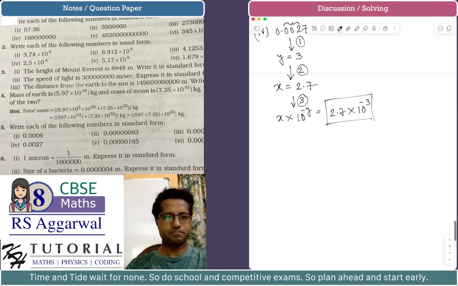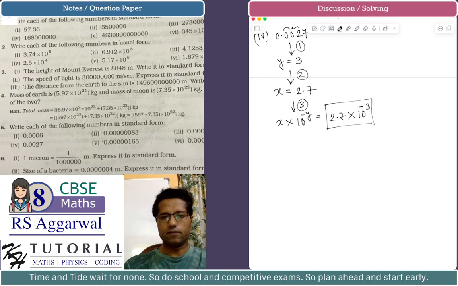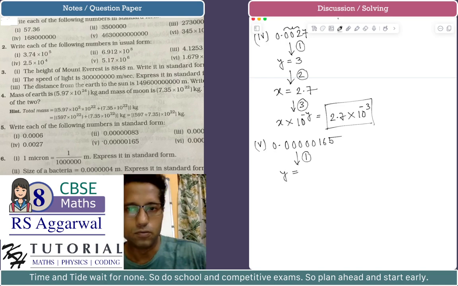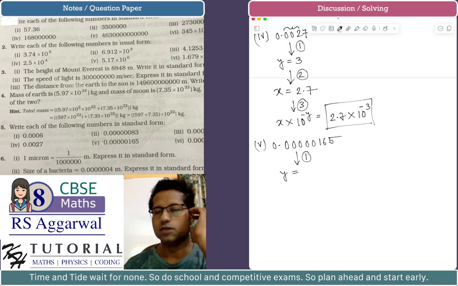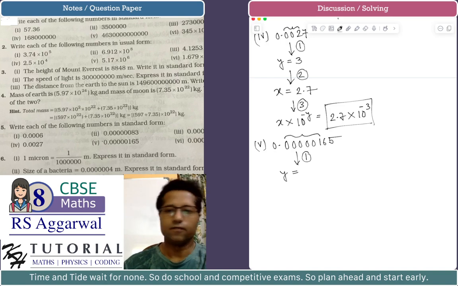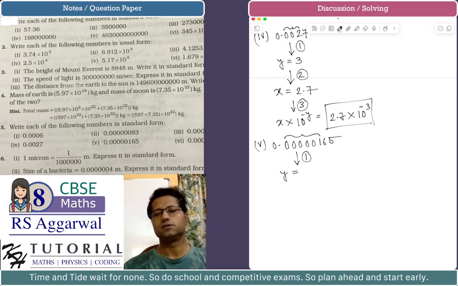Okay, part 5 is 0 point, how many zeros? 1, 2, 3, 4, 5. So 0.5 zeros and then 1, 6, 5. Okay. After step 1, we will find y. Count the number of digits to the right hand side of the decimal point up to the first non-zero digit. So those digits are the 5 zeros and then the 1, that is 6.